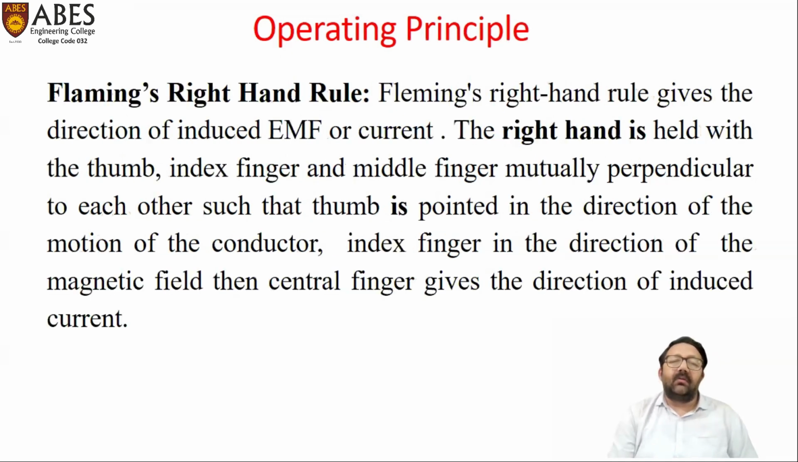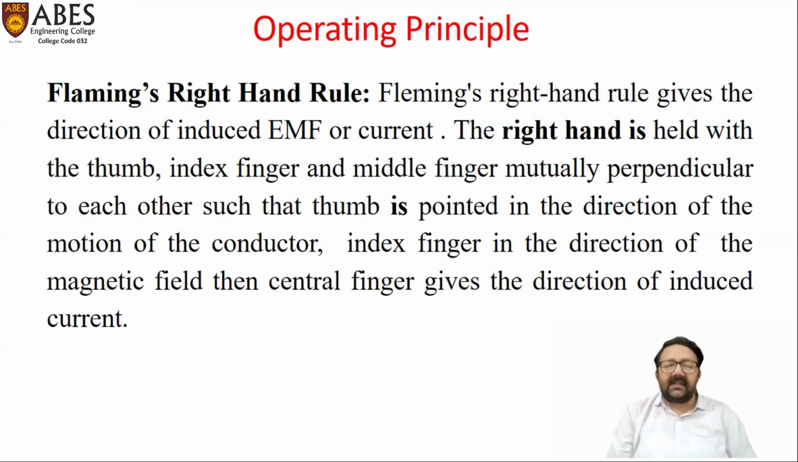So just recall Fleming's right hand rule. This rule gives the direction of induced EMF or induced current. It states that when we hold the thumb, index finger, and middle finger of the right hand mutually perpendicular to each other in such a way that the thumb points in the direction of motion of the conductor and the index finger is directed in the direction of the magnetic field, then the middle finger gives the direction of induced current.